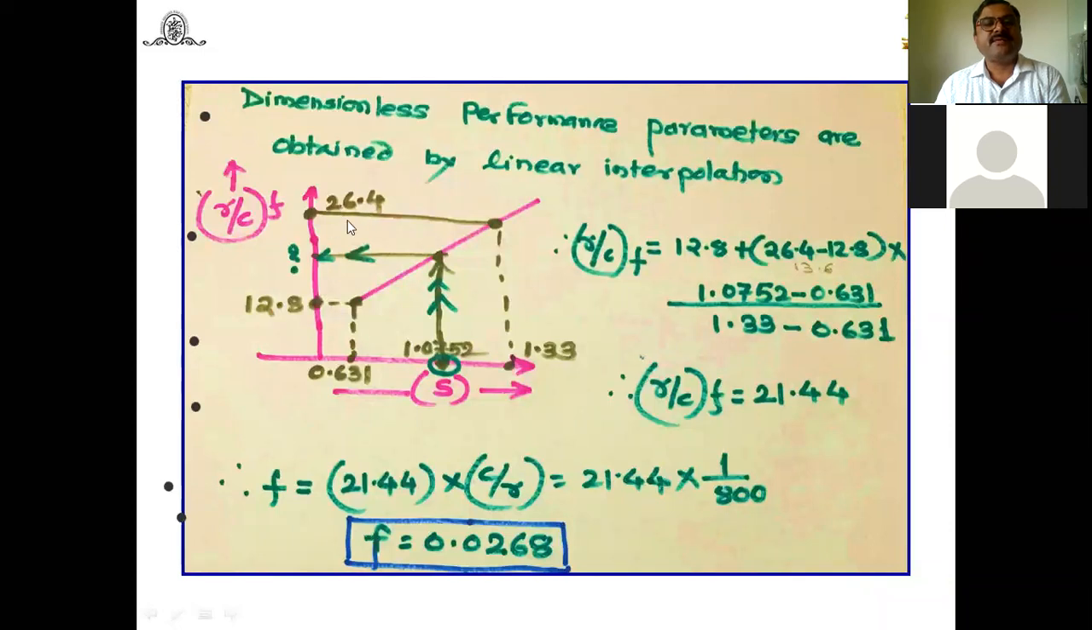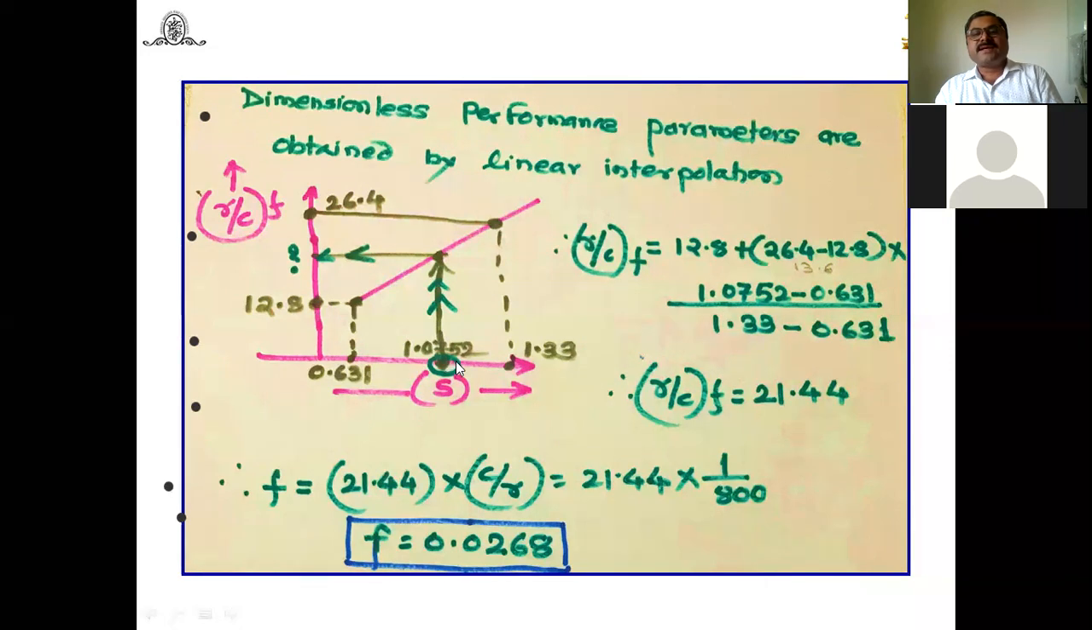12.8 and 26.4. So what we have to do for this S 1.752, we have to find out this R by C into F variable. This value we have to find out. And for that purpose, what we have to do? We have to carry out the linear interpolation. So now here I have written, by linear interpolation, R by C into F is equal to 12.8 plus the difference of 26.4 minus 12.8, it's plus.